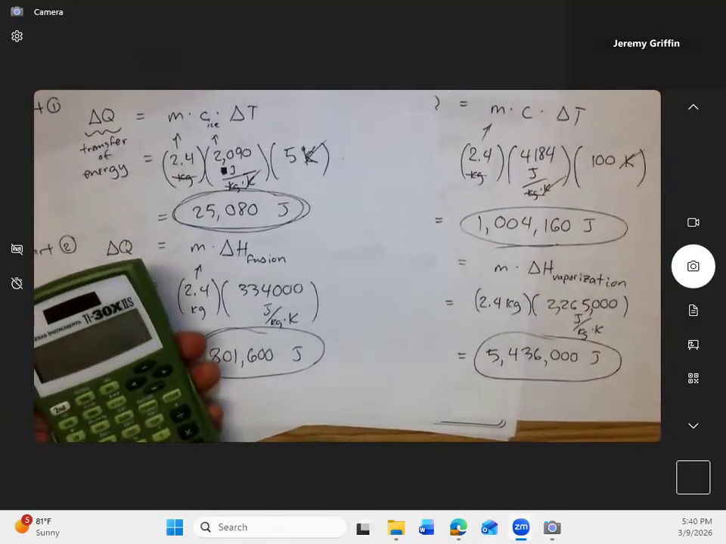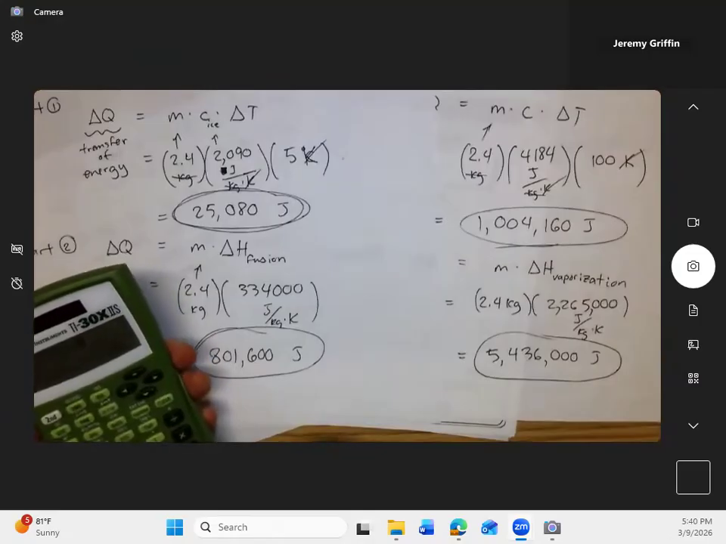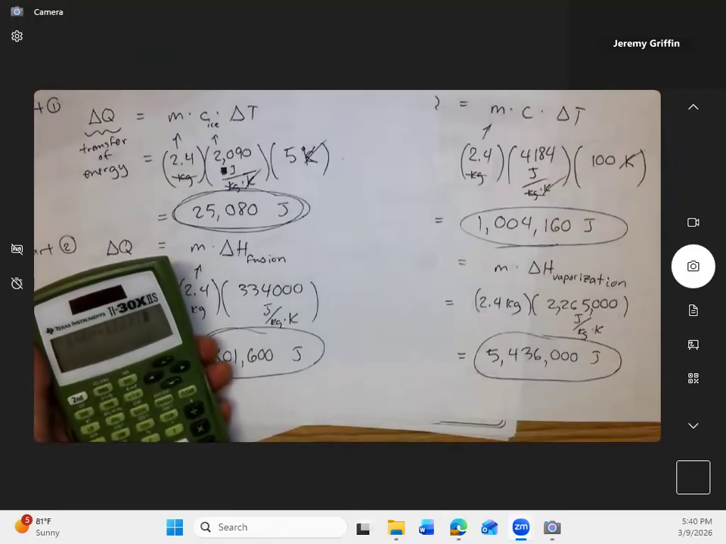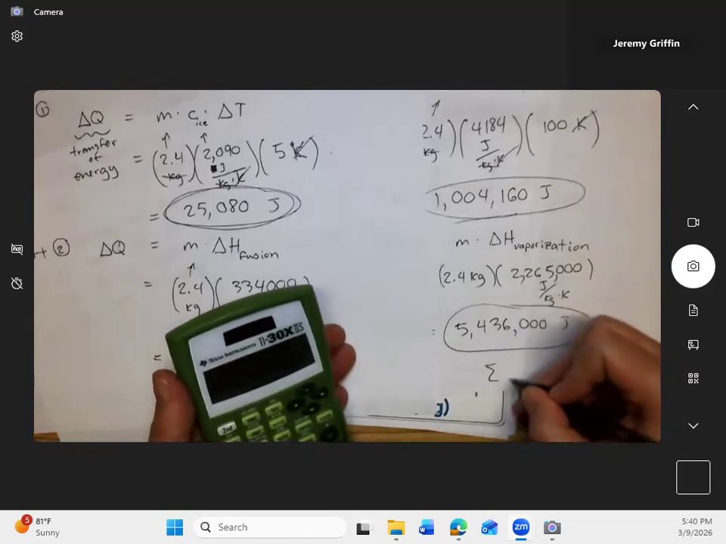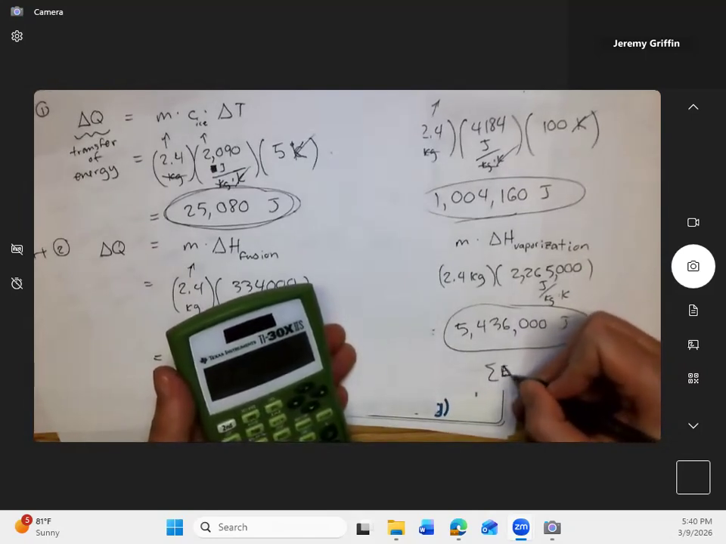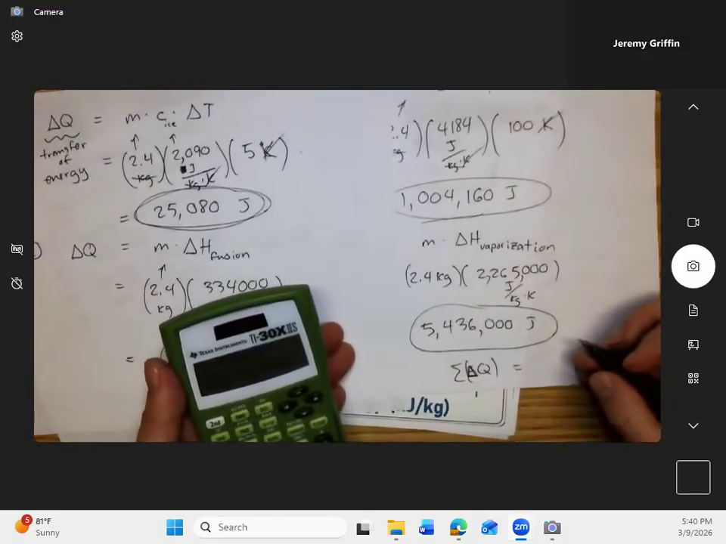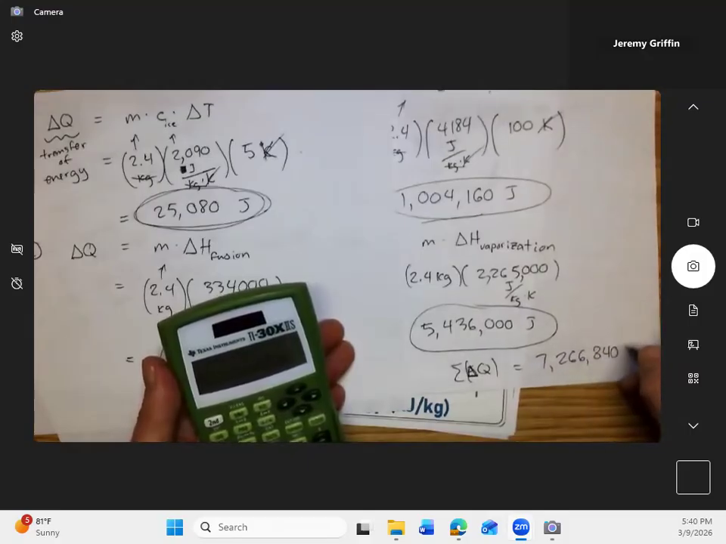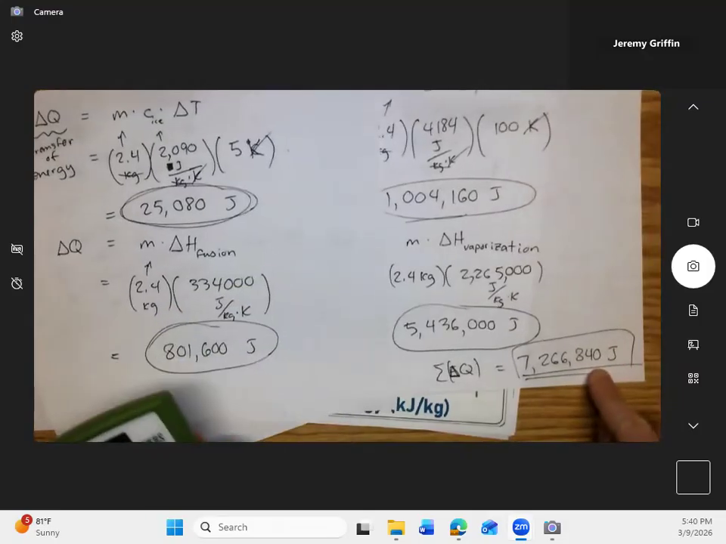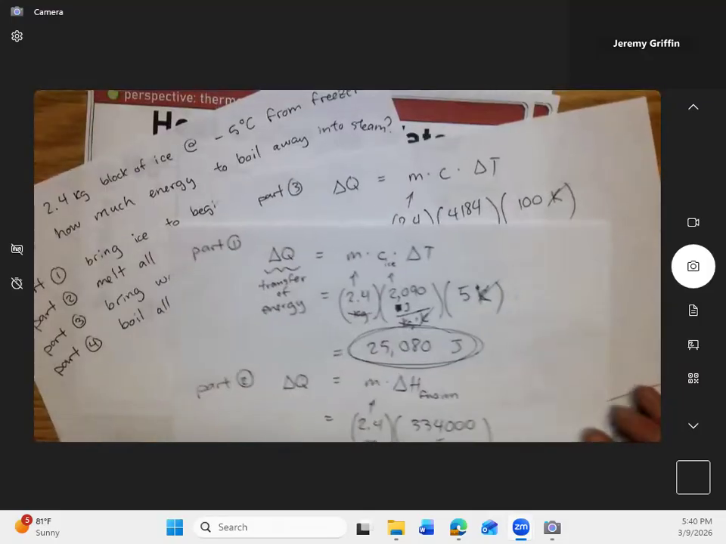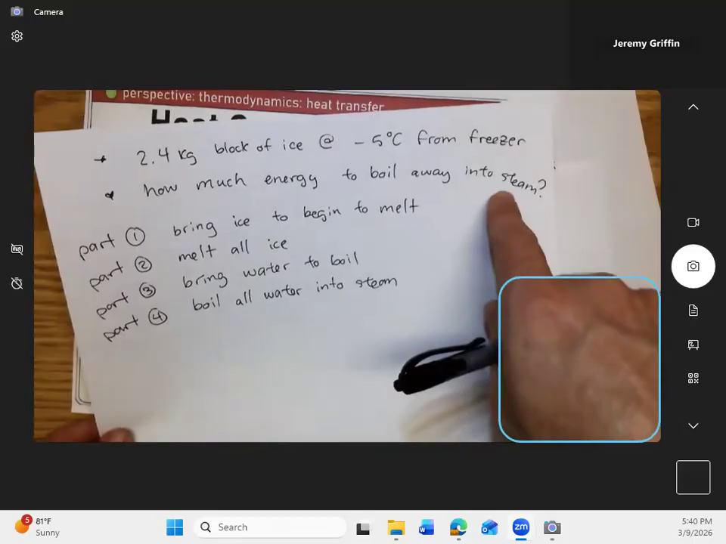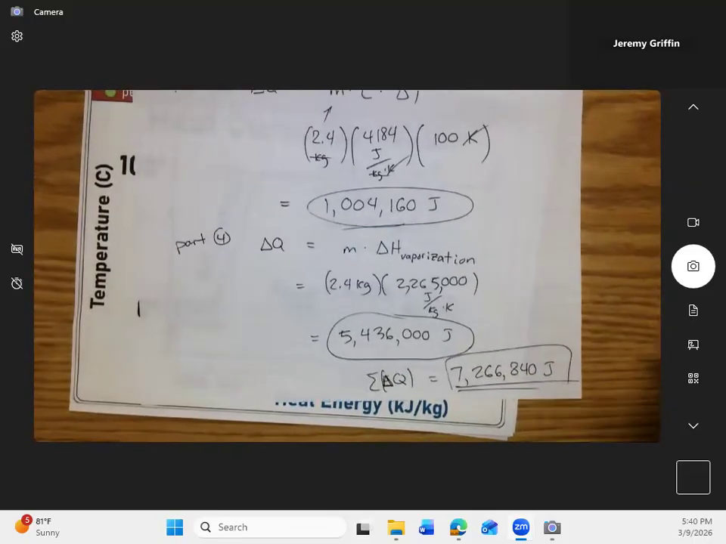So I'll say that sum total energy is 25,080 plus 801,600 plus, and then over here, 1,004,160 plus 5,436,000. So the sum total energy, or maybe I should say delta Q, think of it that way, is I got 7,266,840, and that's joules. There you go. And that's the final answer to that initial question. Let me go back to the initial question. Remember this, how much energy does it take to boil this ice cube all the way on into steam? There we go. Like 7 point something million joules.